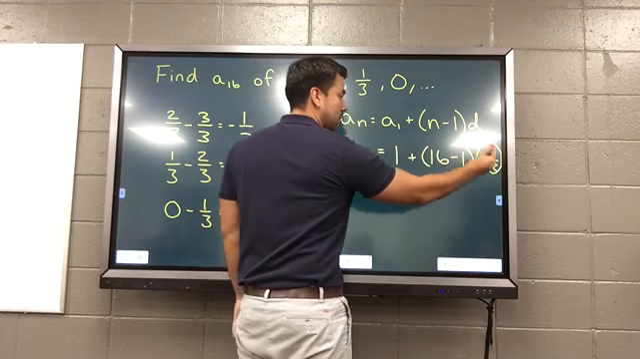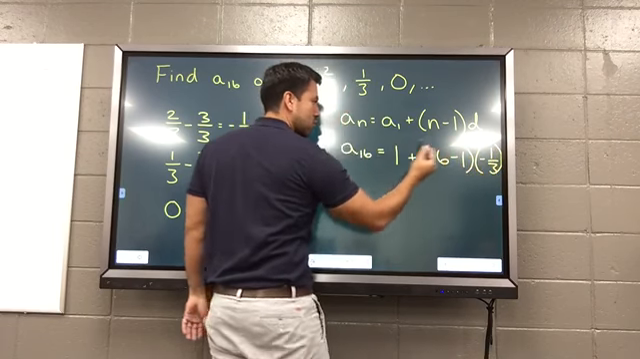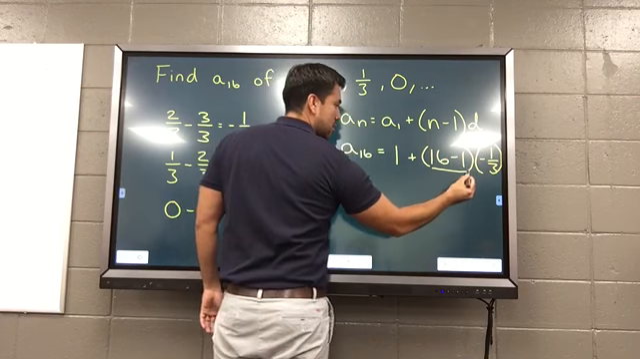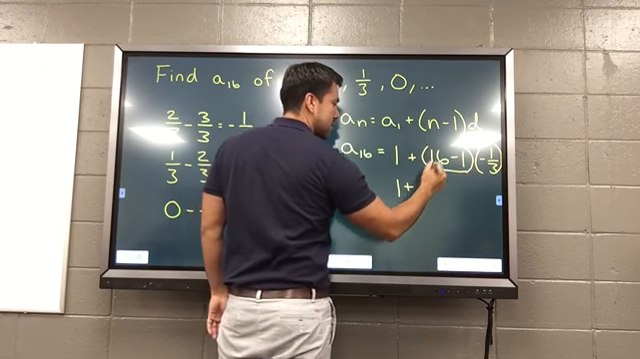All right, I want to figure out what this is worth right here. What would I do first? You would do the parentheses. Yeah, so I'm going to get 1 plus, what's 16 minus 1?